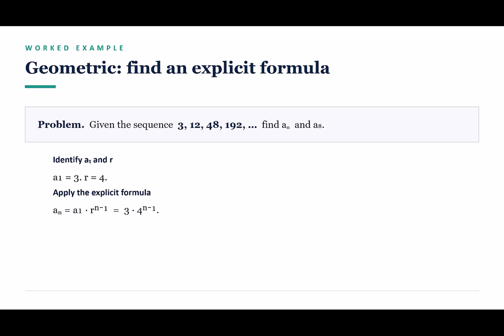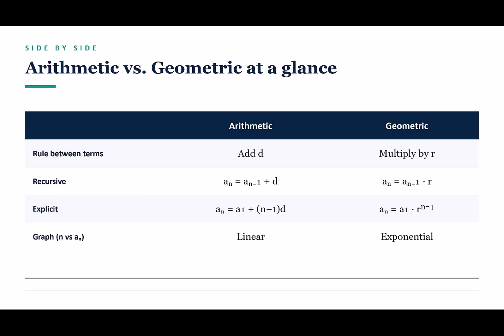Notice you cannot simplify. The 3 and the 4 can't be combined because order of operations says you first do the exponent before you multiply. Let's evaluate when n is equal to 8. This gives us 3 times 4 to the 7th, which is 3 times 16,384, or 49,152.